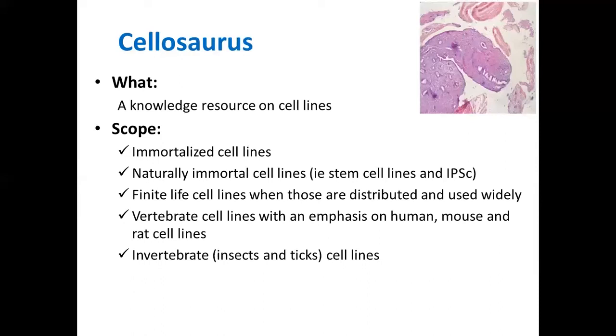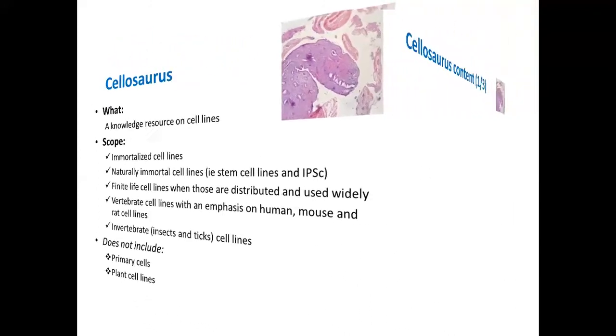It deals with vertebrate cell lines, and of course, with a big emphasis on human, mouse, and rat, which are the three most used species in the life sciences in terms of cell lines, but also insect and tick cell lines. It does not include primary cells, because primary cells which are established from a tissue are not cell lines, and neither does it currently include plant cell lines.